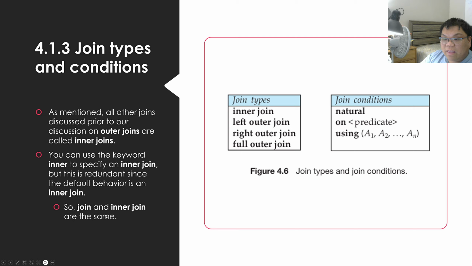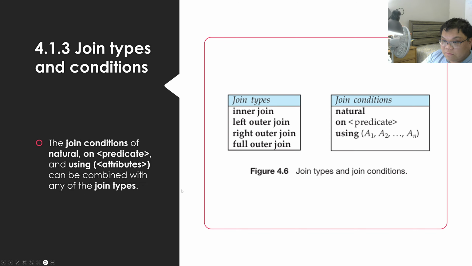The keyword inner can be added to any join operation, but since the default is an inner join operation, adding the keyword inner to a join operation doesn't do anything to it. So we can have inner, left, right, and full outer join types with these different join conditions. So natural join with an on predicate or using. So yeah, that is outer join versus inner join.